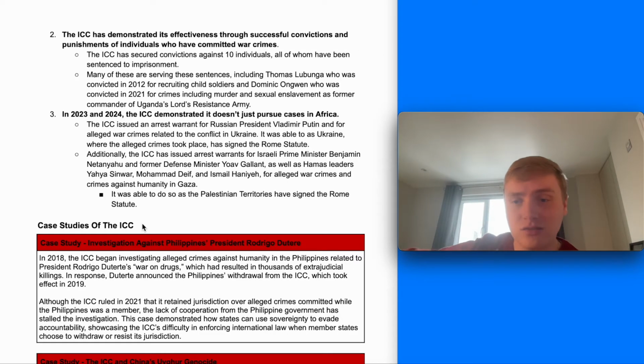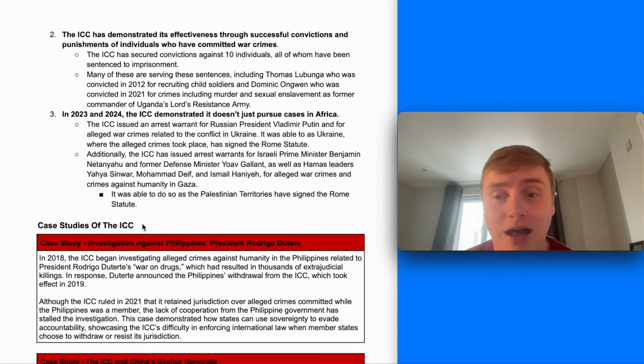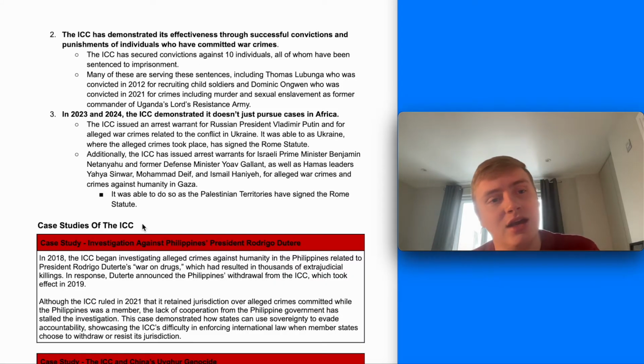A third argument, and this is a more recent counter to the argument that it only focused on African countries, and therefore has a form of selective justice, is that in 2023 and 2024, it demonstrated that it doesn't just. So the ICC issued an arrest warrant for Russian President Vladimir Putin for alleged war crimes related to the conflict in Ukraine. It was able to, as Ukraine, where the alleged crimes took place, had signed the Rome Statute, even if Russia hadn't.